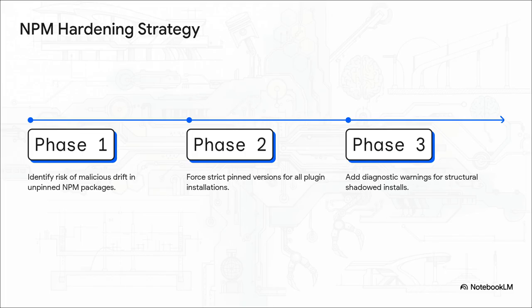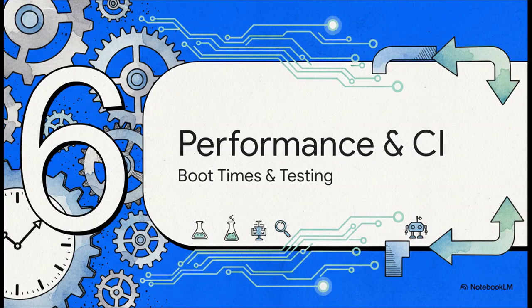Furthermore, defensive diagnostics have been added to specifically target shadowed installs. This occurs when a rogue or duplicate package attempts to override a core directory. The system now immediately warns system administrators if this structural anomaly is detected, effectively neutralizing the override attempt before any malicious code can execute.